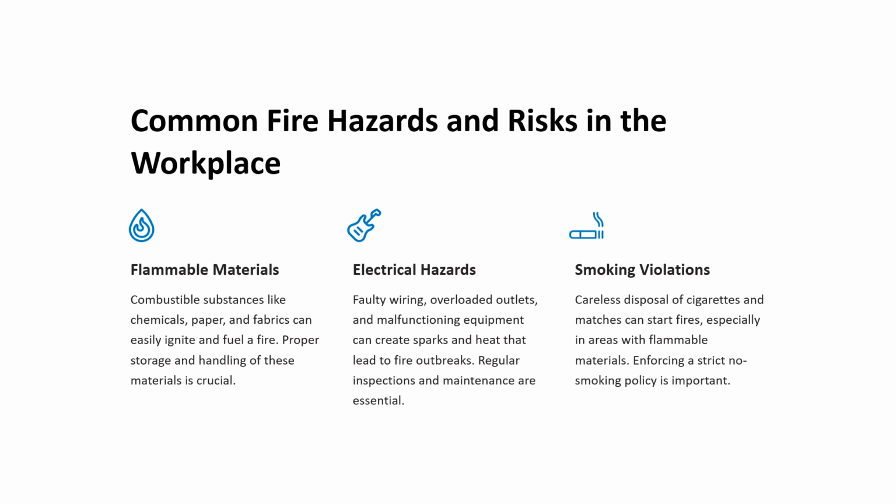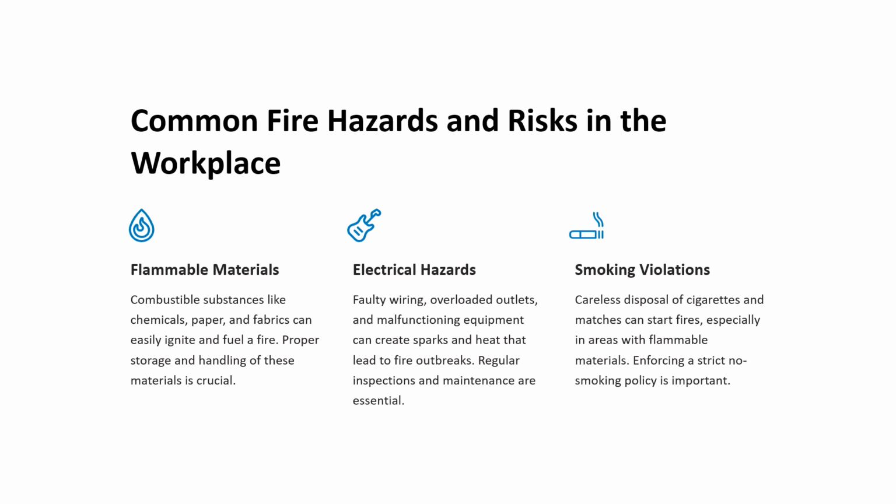1. Flammable materials. Combustible substances like chemicals, paper, and fabrics can easily ignite and fuel a fire. Proper storage and handling of these materials is crucial. 2. Electrical hazards. Faulty wiring, overloaded outlets, and malfunctioning equipment can create sparks and heat that lead to fire outbreaks. Regular inspections and maintenance are essential.